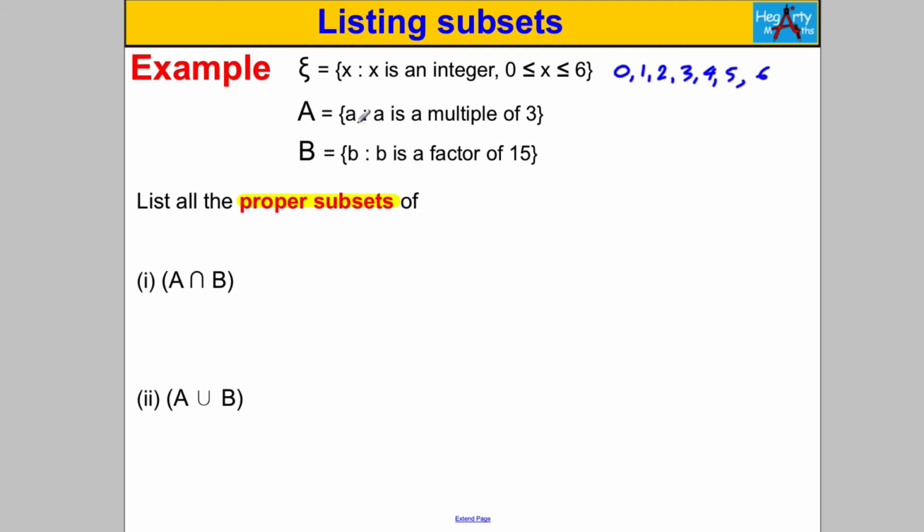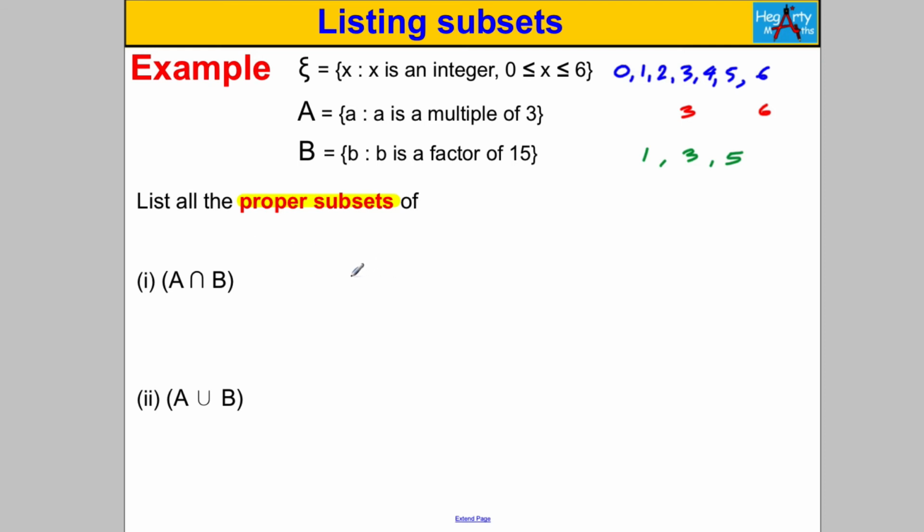Now A are the list of numbers that are multiples of 3 and in the universal set. So they must be 3 and 6. And B are the numbers that are factors of 15 and in the universal set. So they must be 1, 3 and 5. Like that.